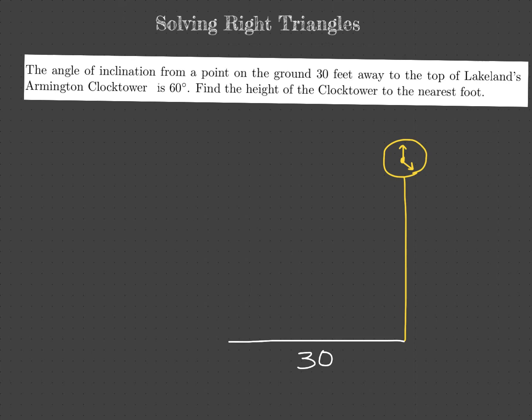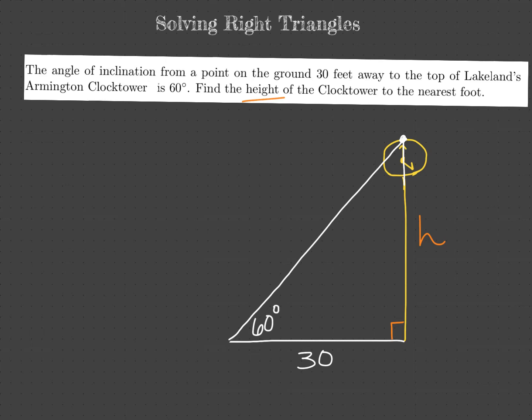Then we know that our angle of inclination looking up to the top of the clock tower is 60 degrees. What are we asked to find? We're asked to find the height of the clock tower to the nearest foot. Now I'm actually going to redraw it to the very top of the clock tower instead. There we go. Because we want to know the height, I'm going to call the height of the clock tower H. We know we have a right angle. So once we've drawn it out, that's really the hardest part. We can now just use trigonometry in order to find the height of the clock tower.